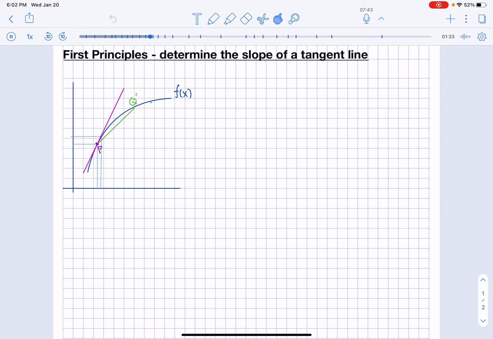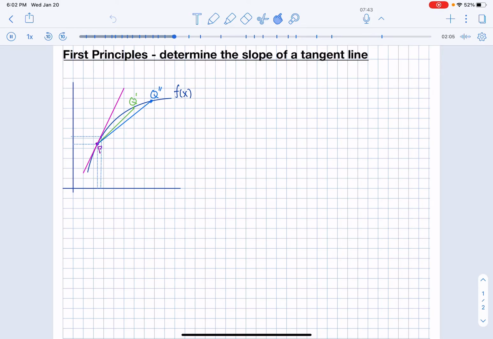Let's call it Q double prime. Now we connect point P and Q double prime together to make another secant line. As you can see, the slope of the blue line is even more off than the slope of the pink line than the green one. This tells us when we choose a second point that is on the curve, we're supposed to choose a point that is closer to P, not further away from point P.